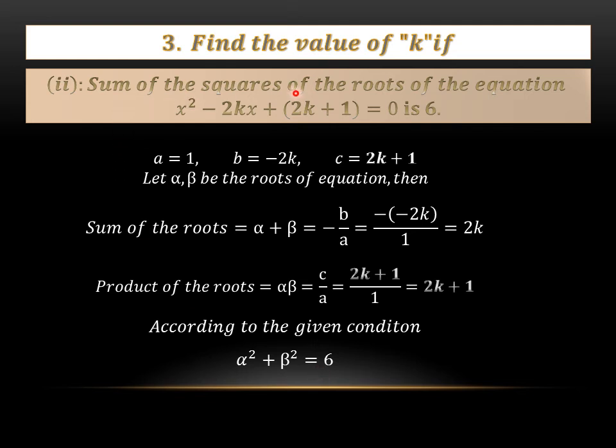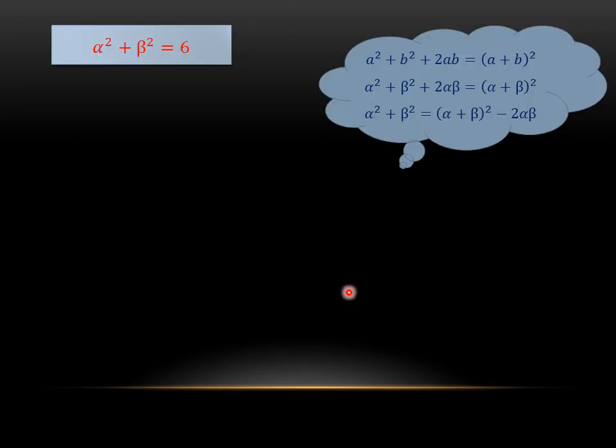Sum of the squares of the roots of the equation. So the roots of the equation are alpha beta. Then we have to square them, I put square, and then we have to sum them. So we put the sign of plus between alpha square and beta square. So this is the equation. Now we are going to change the equation into alpha plus beta and alpha beta form, and then we'll put the values to get the value of k.